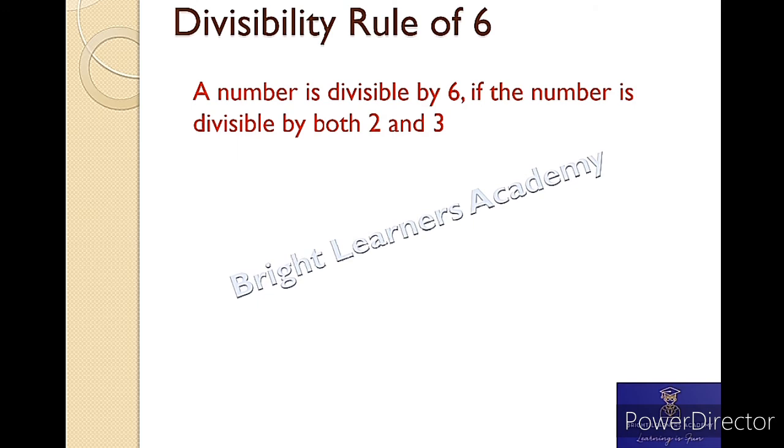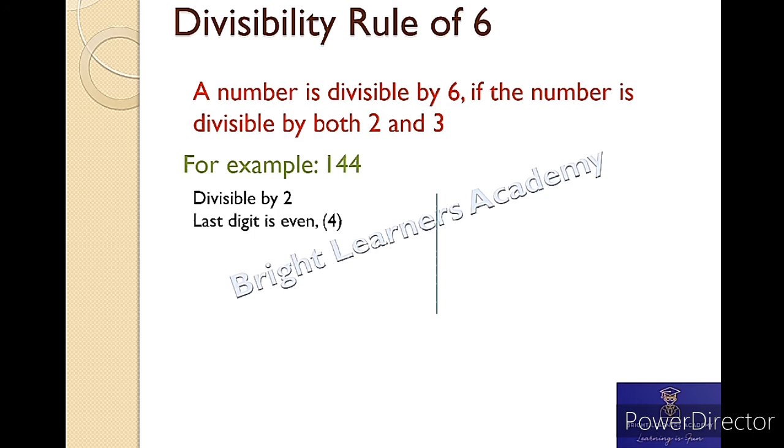Okay, let's see how. For example, the number is 144 and we have to check whether that number is divisible by 6 or not. So first let's check whether this number is divisible by 2 or not. I am making two columns. Let's check divisibility of 2 first. Because the last digit is even here, that is 4, it means this number is divisible by 2.